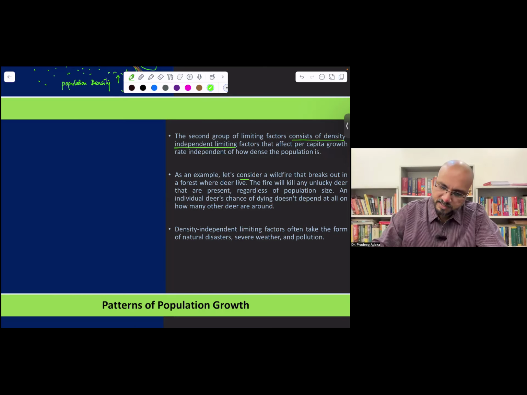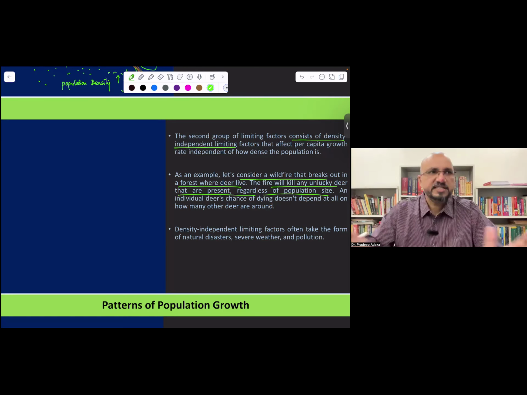So let's consider a wildfire that breaks out in a forest where deer live. The fire will kill any unlucky deer that are present regardless of the population size. If it is surrounded by forest fire, those deers will die, right? It has nothing to do with the population density. So it is a population density independent factor.